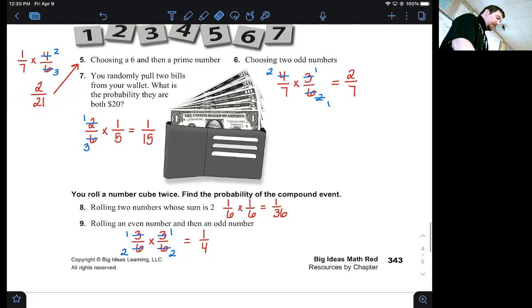Number 8, we said was 1 out of 36. And number 9, you have a 3 out of 6 chance of rolling even, and also a 1/2 chance of rolling odd. They're both 1/2. 1/2 times 1/2 is 1/4. Questions on this worksheet?